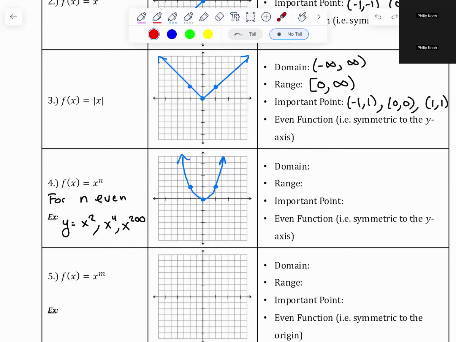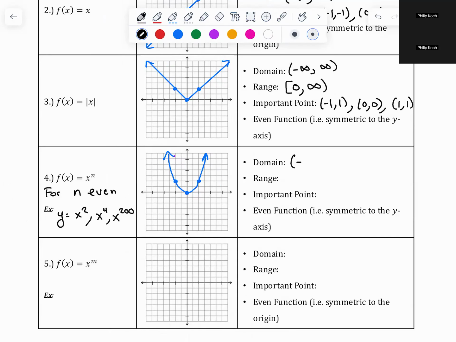So by looking at this, the domain is all real numbers. The range is bracket 0 to positive infinity. And those three important points are (-1, 1), (0, 0), and (1, 1).